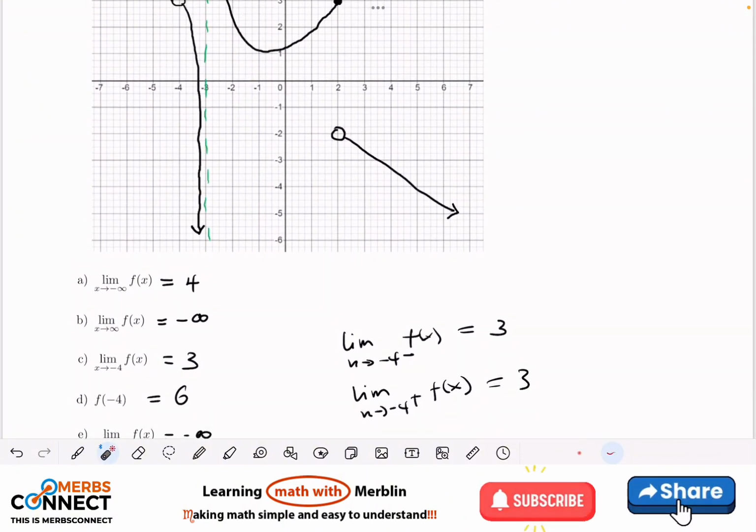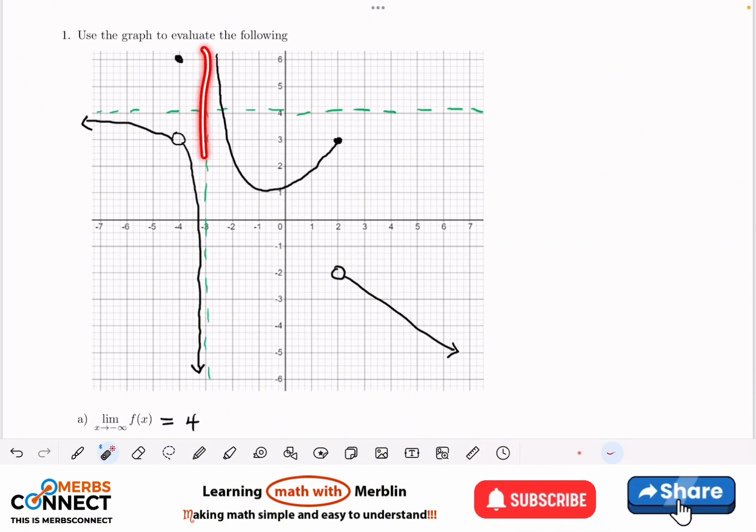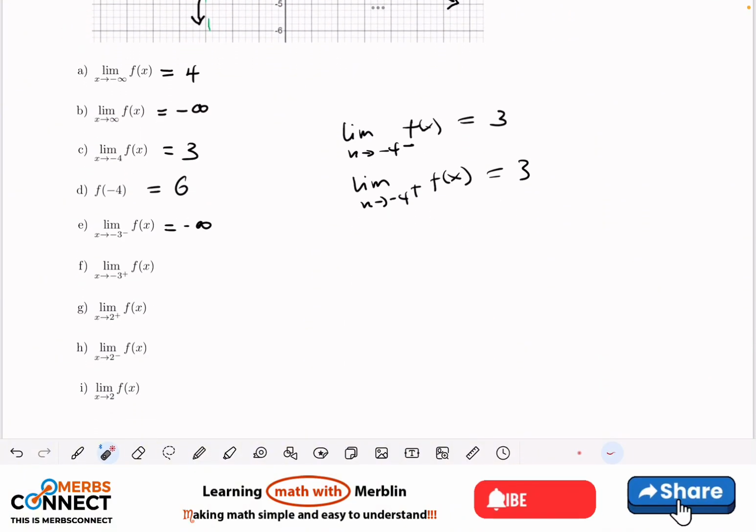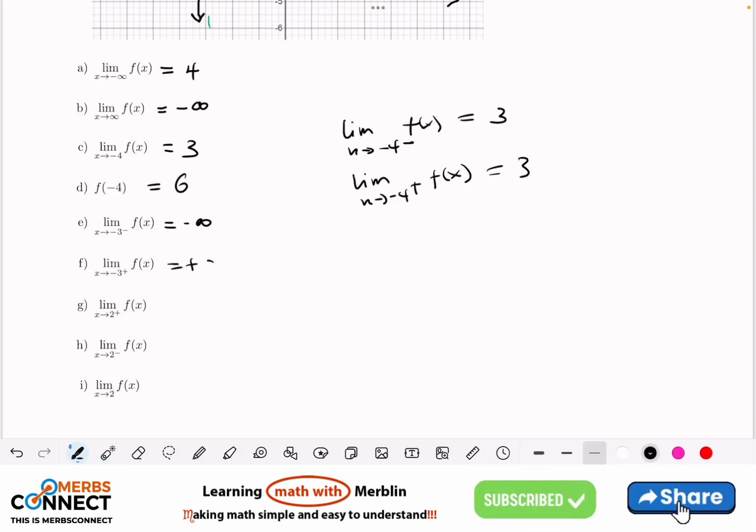Let's look at the positive side. This is the positive side. So we need to look at the graph that is coming to this line from the right side. So we can see that this is the graph, but this is actually moving toward positive infinity. So this is going to give us positive infinity.